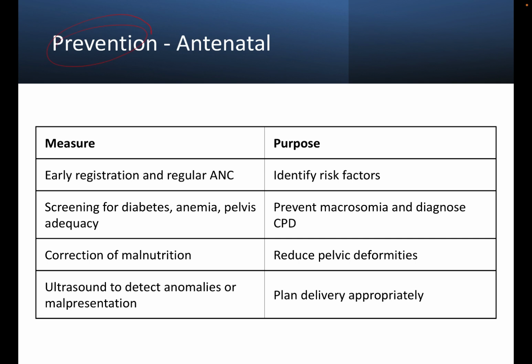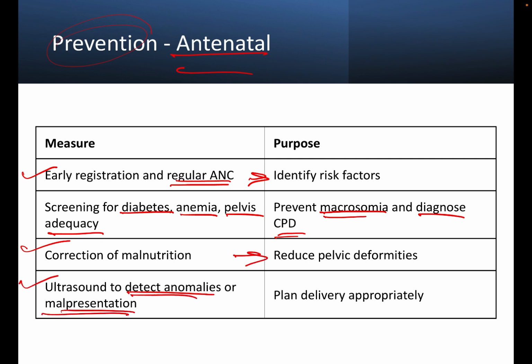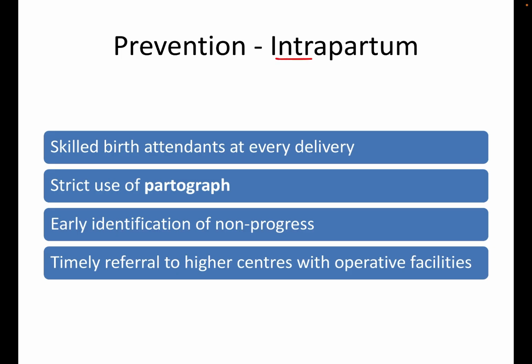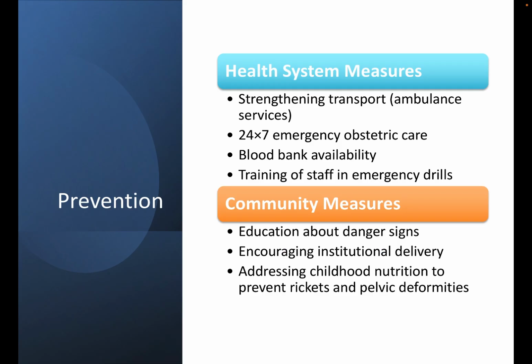Coming to the prevention part, in the antenatal time: early registration and regular ANC to identify any risk factors, screening for diabetes, anemia, pelvic adequacy and hypertension to prevent macrosomia and diagnose CPD, correction of malnourishment to reduce pelvic deformities, and ultrasound to detect anomalies or malpresentation. This is to plan the delivery appropriately. Coming to prevention during the intrapartum time: skilled birth attendants at every delivery center, strict use of partograph, early identification of non-progression, and timely referral to higher centers with operative facilities to prevent any unforeseen complications.